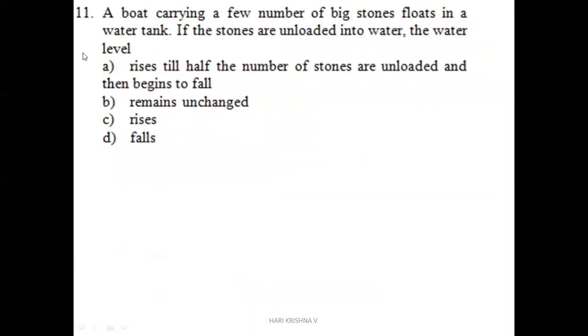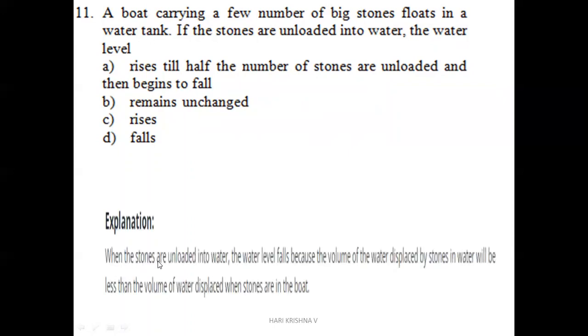Next, question number 11. A boat carrying a number of big stones floats in a water tank. If a stone is unloaded into water, the water level rises, falls, remains unchanged, or rises till half the number of stones is unloaded. So when a stone is unloaded into water, the water level falls, because the volume of water displaced by a stone in water will be less than the volume displaced when it is carried in the boat.